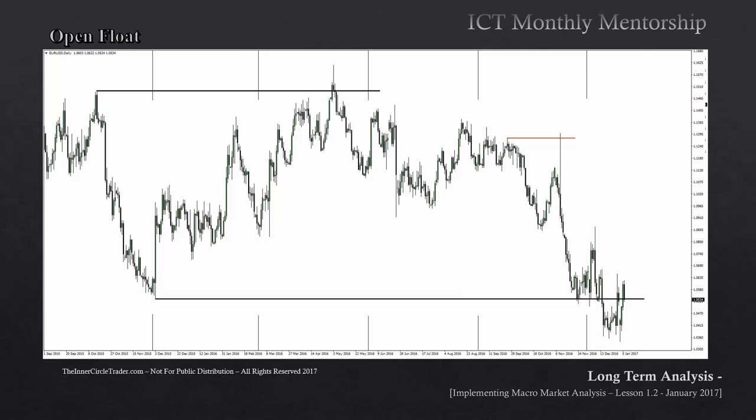If you notice where the intermediate term highs are, if intermediate term highs keep creating lower intermediate term highs, and intermediate term lows and short term lows keep going lower each time, it's telling you that it wants the open float below the marketplace. In other words, it wants to seek the sell side liquidity. It's going to draw lower.